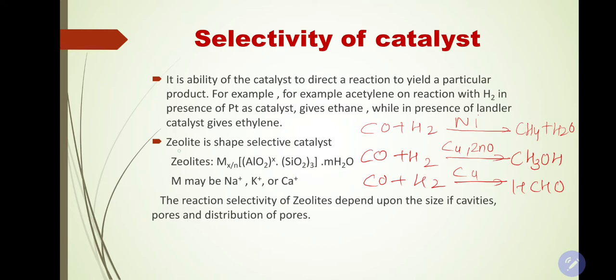Now, what is zeolite? Zeolite is a shape selective catalyst. This is the molecular formula of zeolite, where M may be Na+, K+ or Ca. The reaction selectivity of zeolite mainly depends upon the size of the cavities, that is the pores, and the distribution of pores. Now let's move to the next part.